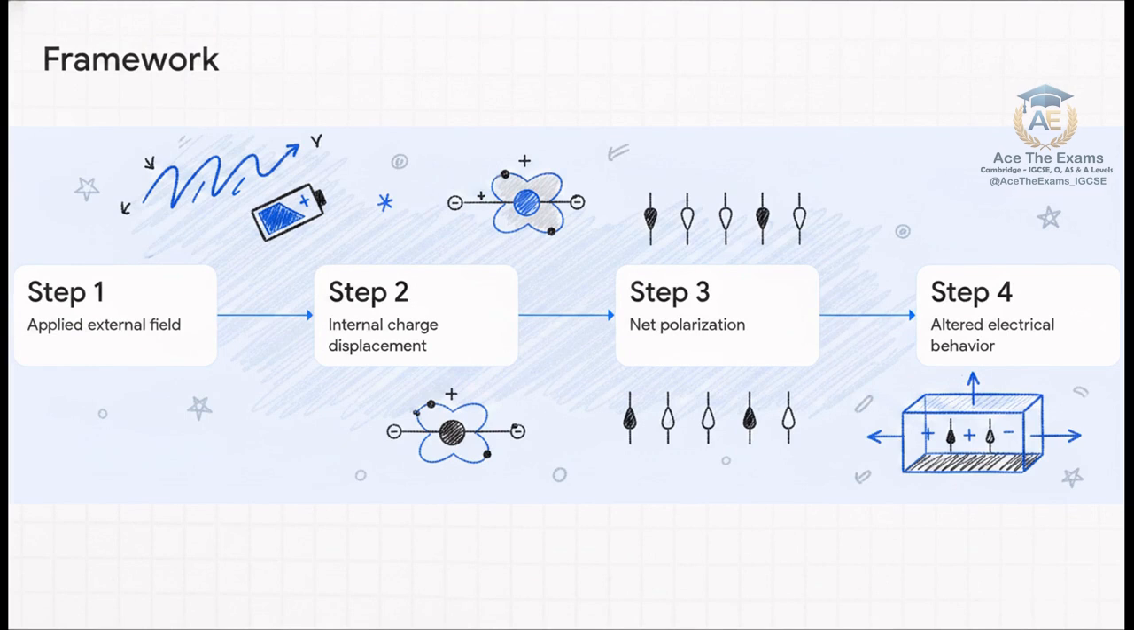Okay, here is the exact cause and effect chain you must use in your exams to explain why different dielectrics behave differently. Think of this as your golden framework. Step 1. It starts with an applied external field. Step 2. That causes the internal charge displacement we just talked about. Step 3. That displacement results in a net polarization of the material. And finally, Step 4. This ultimately leads to an altered electrical behavior in the entire system. If you can memorize this chain, you've got the backbone of a perfect answer.